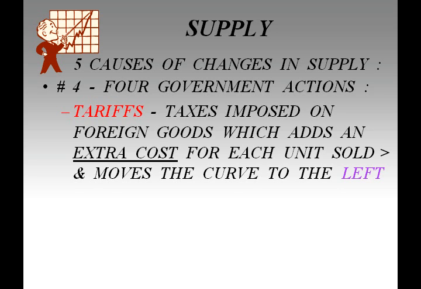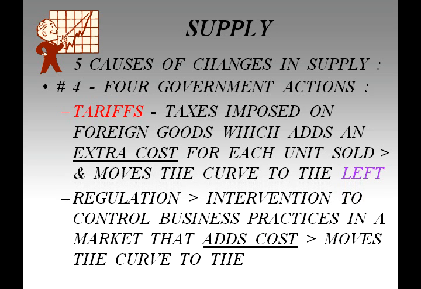The fifth government action that can have an impact on supply is the imposition of regulations. Regulations are the intervention to control some sort of business practice in an industry or a market, which winds up adding cost to run the business. And with an increase in cost, again, the producers can't produce as much profitably. It moves the curve to the left.